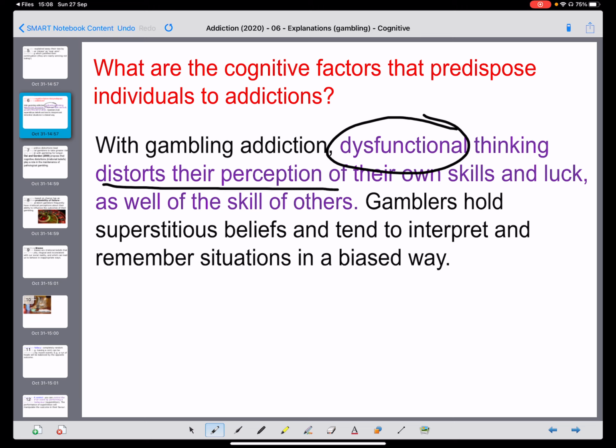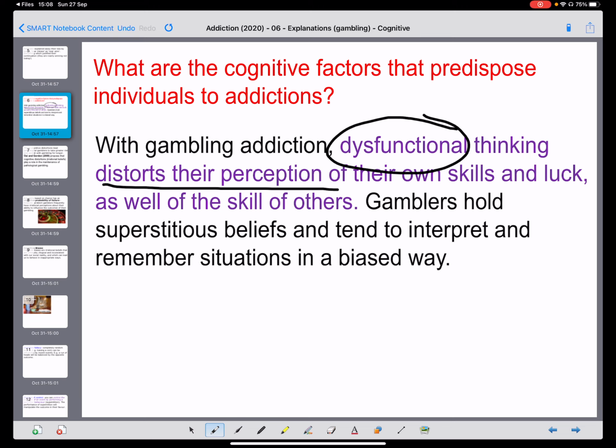And of course, it says here, perception of skill and luck, as well as the skill of others. So therefore, what happens is that they continue to gamble under a context where potentially a kind of person who didn't have dysfunctional thinking would say, you know what, I need to stop, or this is not right for me.